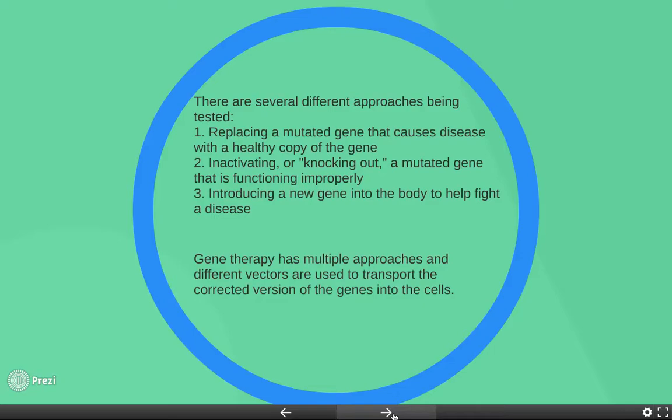The first of these is replacing a mutated gene that causes disease with a healthy copy of that gene. The second is by inactivating or knocking out a mutated gene that's functioning improperly. And the third is introducing a new gene into the body to help fight a disease. Gene therapy has multiple approaches, and different vectors are used to transport corrected versions of genes into cells.